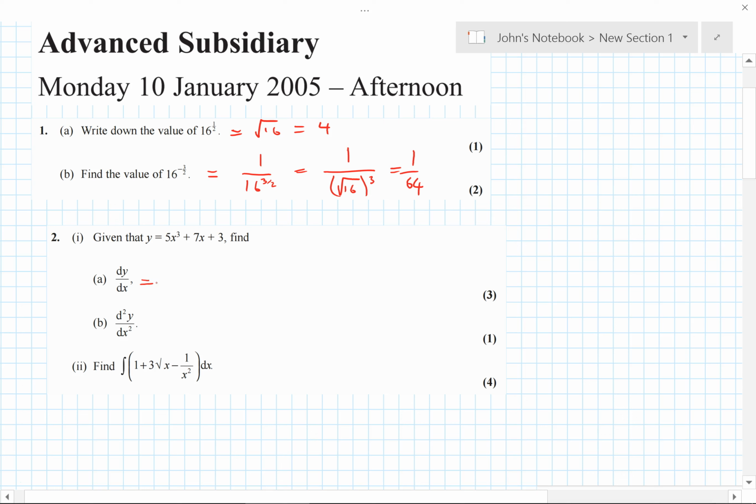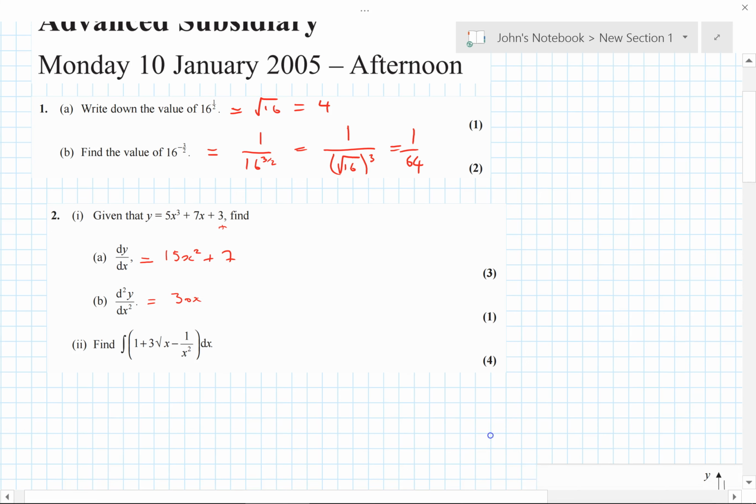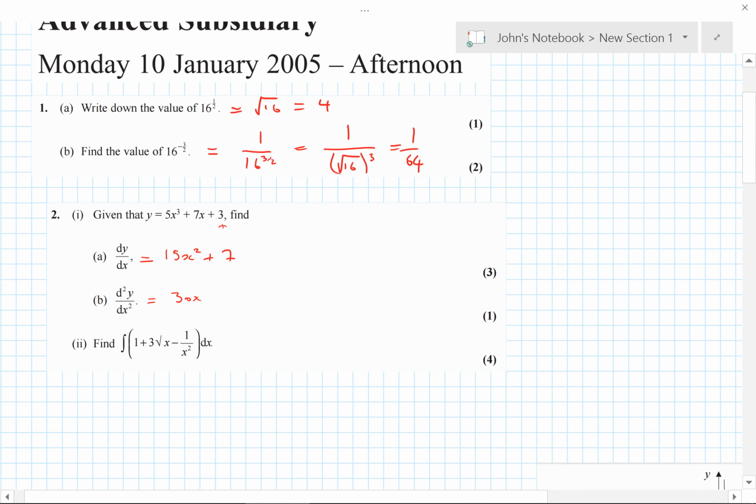dy by dx is equal to 15x squared plus 7. d2y by dx squared is this differentiated. Notice the 7 disappeared just like the 3 disappears here, so that's going to be 30x. Okay, slightly harder, so obviously more marks available for this one.